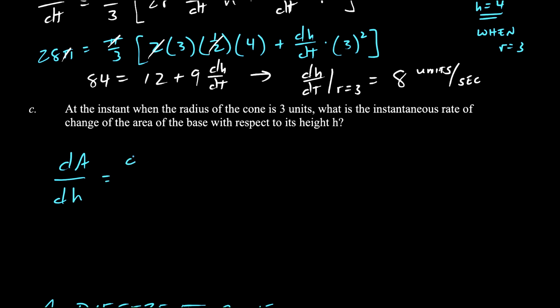So via the chain rule, we know that dA/dh is equivalent to dA/dt over dh/dt. So this is simply going to be 3 pi over 8. And the units will work out nice, so that will still be cubic units per unit.